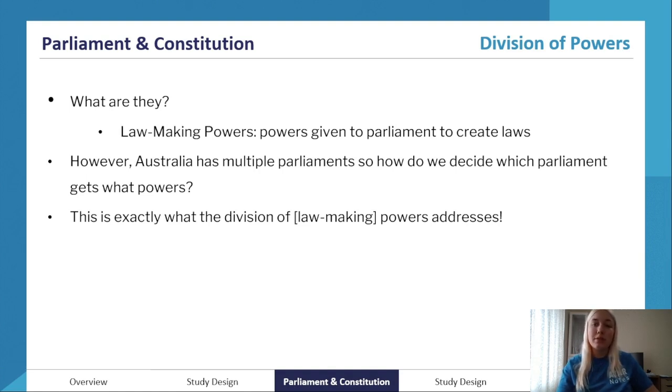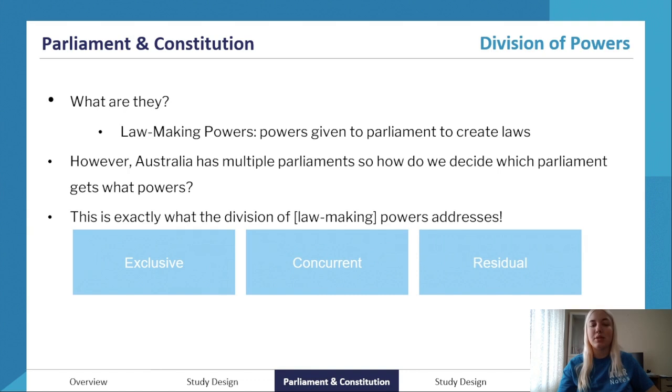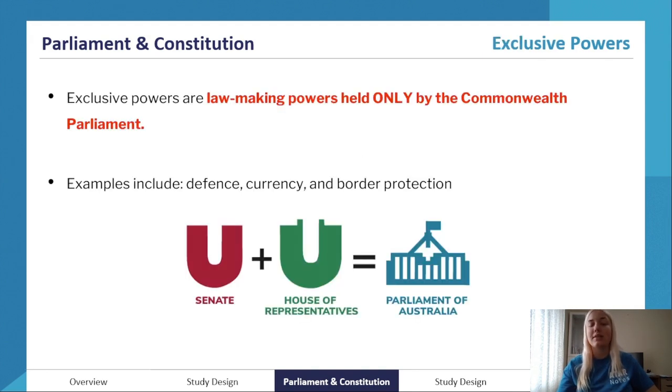Okay. So this is why we must have the division of powers to delegate all the areas in which both the states and the Commonwealth can legislate in. These include exclusive, concurrent, and residual powers. So we need to be able to provide a definition for each and give examples. Okay, so now exclusive powers are the lawmaking powers that are held only by the Commonwealth Parliament. So in these areas, only the Commonwealth can legislate and the states cannot legislate in these areas.